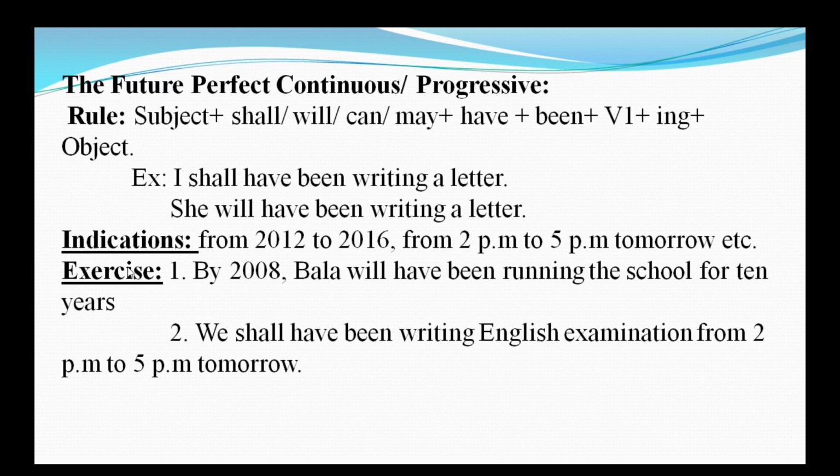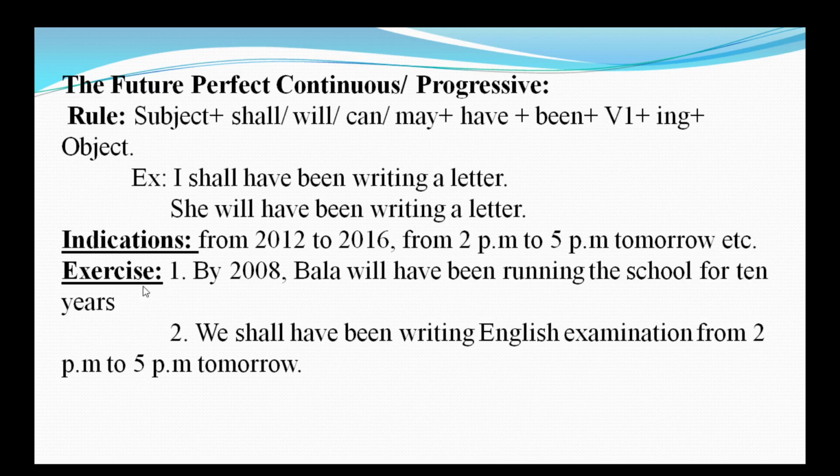The key indications are from 2012 to 2016, from 2 p.m. to 5 p.m. tomorrow. Here, this tense is used for an ongoing action that will be completed at some specified time in the future. And most probably the future perfect continuous tense is typically used with two time expressions: one specifying a time in the future and one stating the length of the activity.